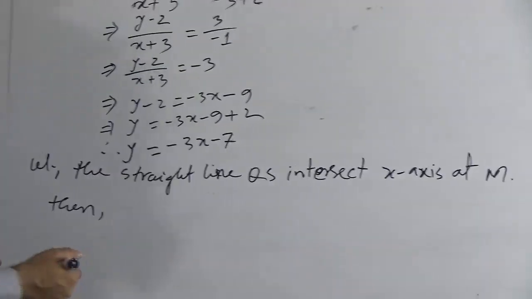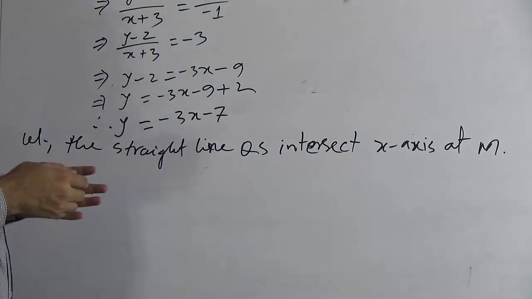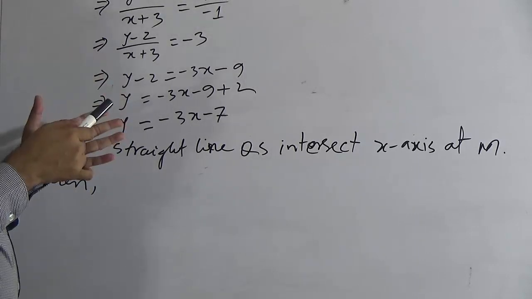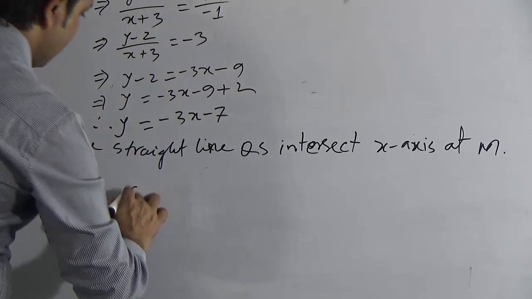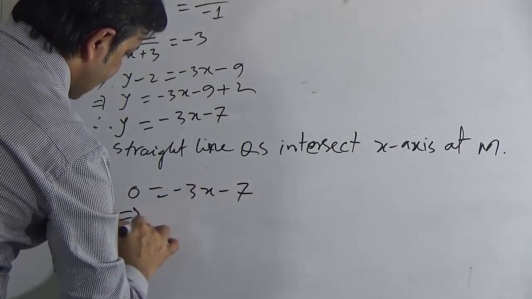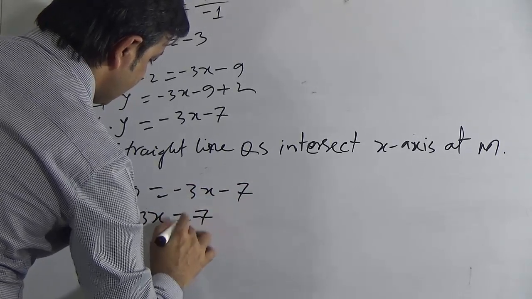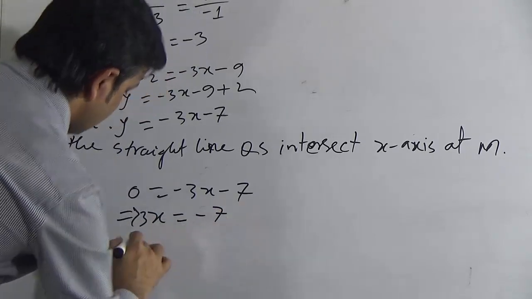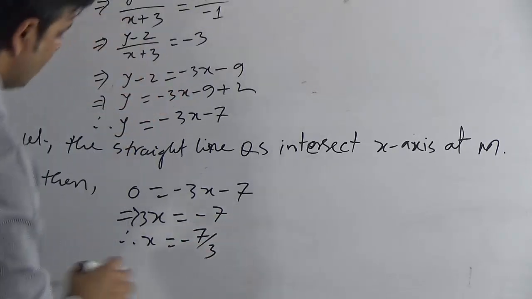Then what will you get? As QS intersects the x-axis at M, at point M the coordinate of y is 0. So we can put 0 equal to minus 3x minus 7. That implies 3x equal to minus 7. What does it mean? It means that x equal to minus 7 by 3.